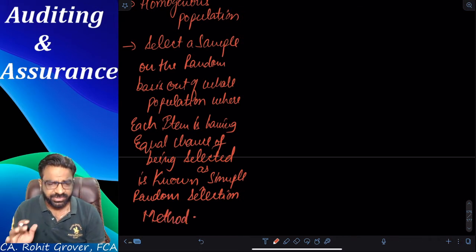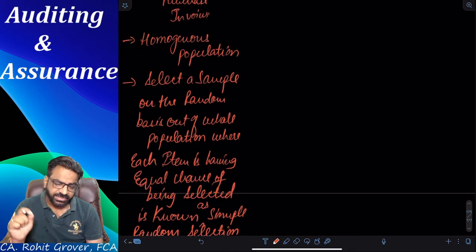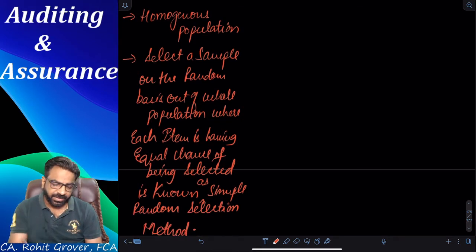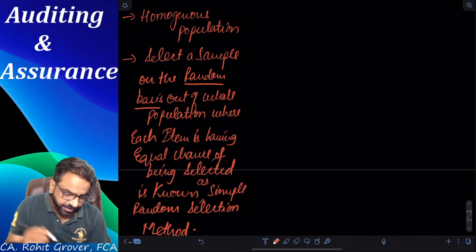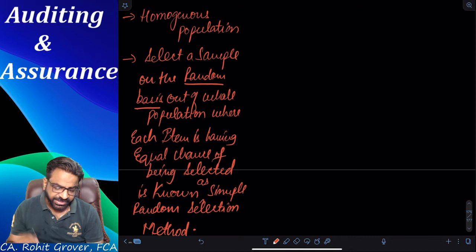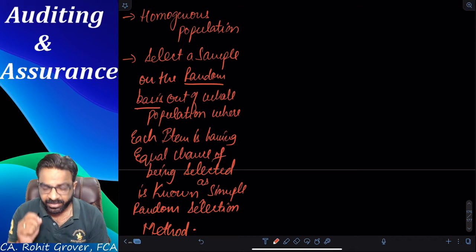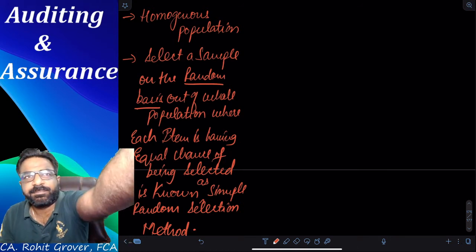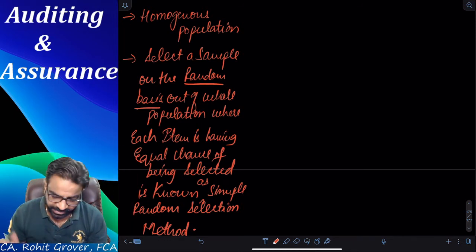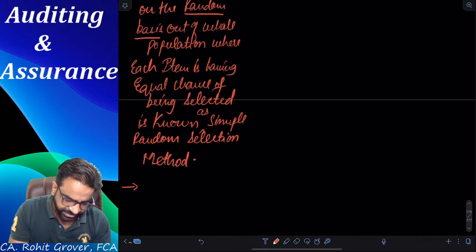It's a very simple and easy definition. So, in case there is a homogeneous population of items and you select a sample on which basis? Random basis out of the whole population, where each item in the population has an equal chance of being selected, is known as what? Simple random selection method. That is what we mean by simple random selection method. Clear, everyone? But there are some disadvantages of this method. What is the disadvantage of this method?